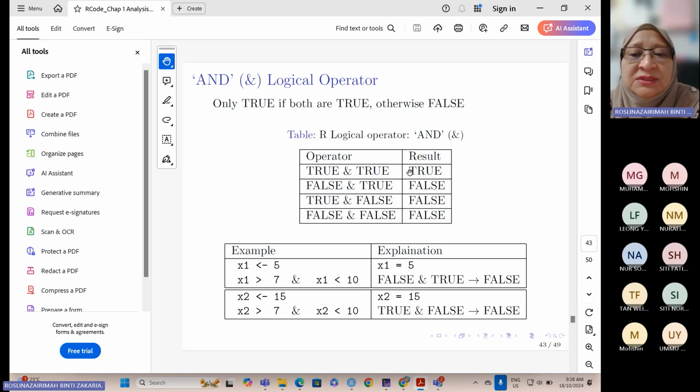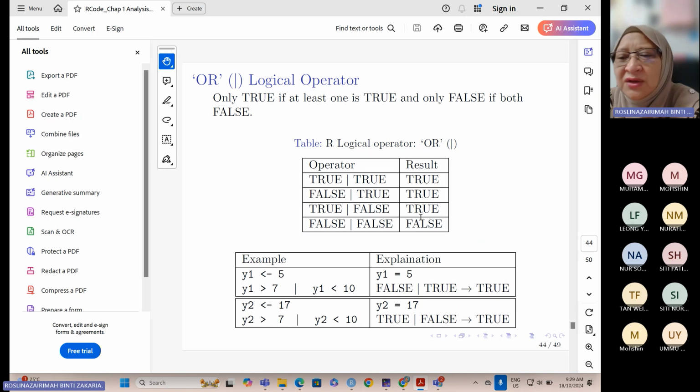True and true is true. False and true will be false. True and false, false. False and false, of course, false. So we need these logical operators, especially when we do programming. But in your case, we don't expect you to do the programming. We just use it.